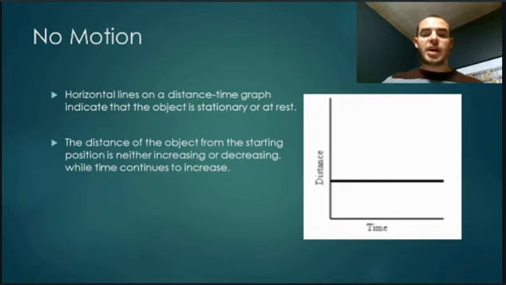Horizontal lines on a distance time graph indicate that an object is stationary, which is just a fancy way of saying that something isn't moving. The object is at rest. While time continues to increase, the distance traveled neither increases or decreases. The object isn't moving anywhere. It's staying still.